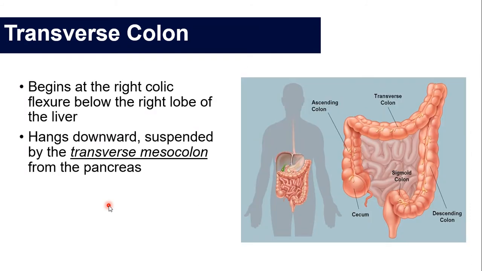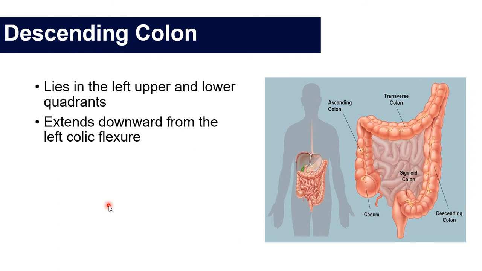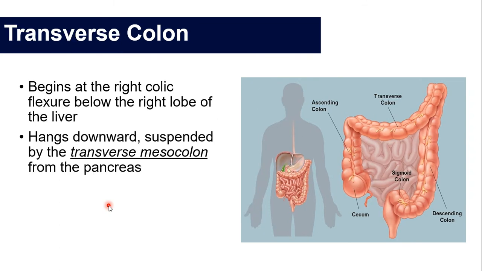Next, the transverse colon. It begins at the right colic flexure below the right lobe of the liver, and it is about 15 inches in length and extends across the abdomen, occupying the umbilical region. It hangs downward, suspended by the transverse mesocolon from the pancreas.